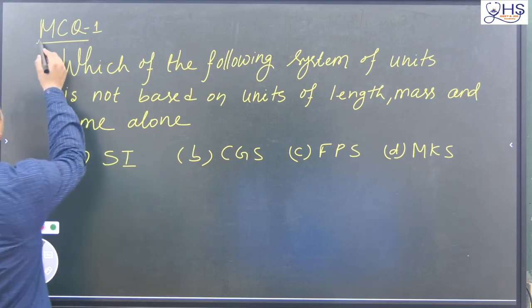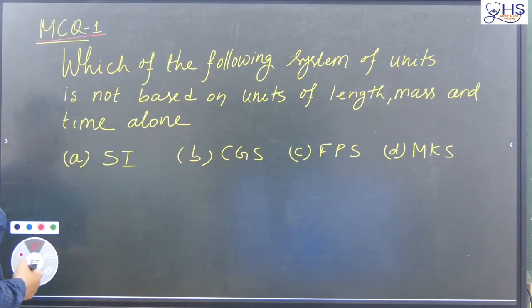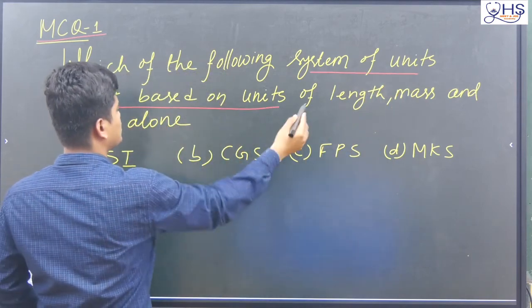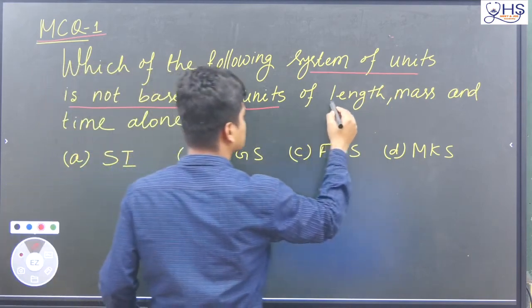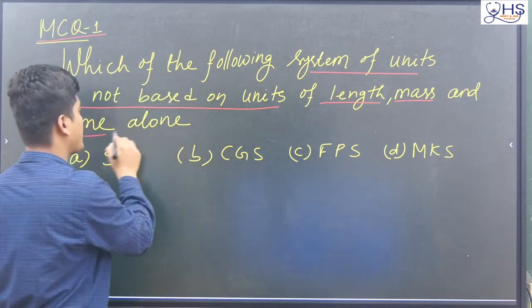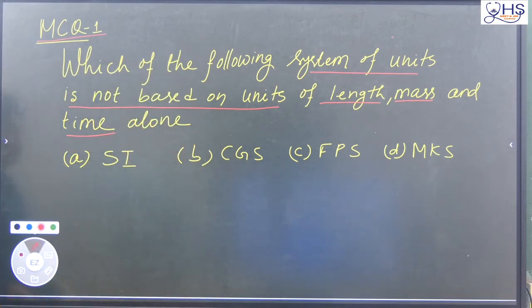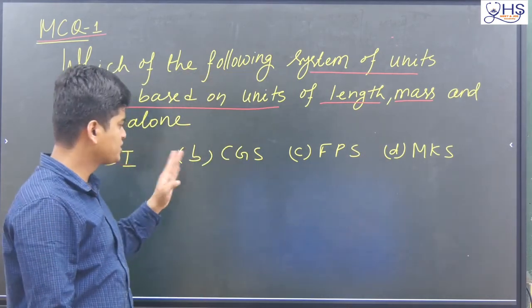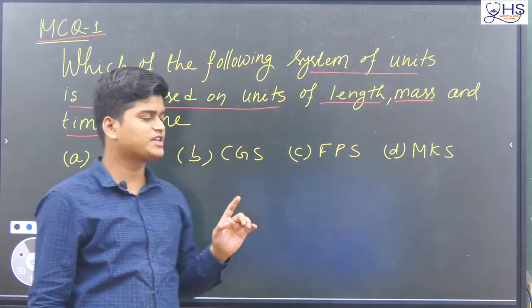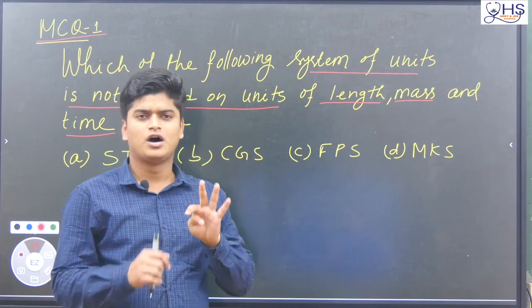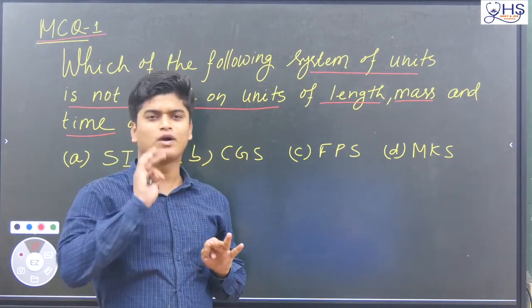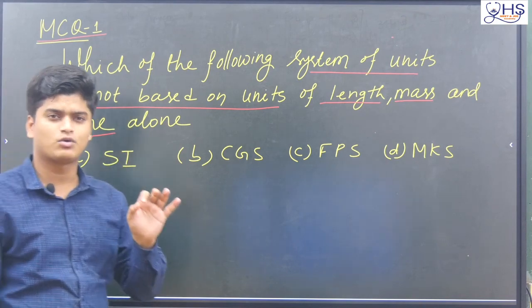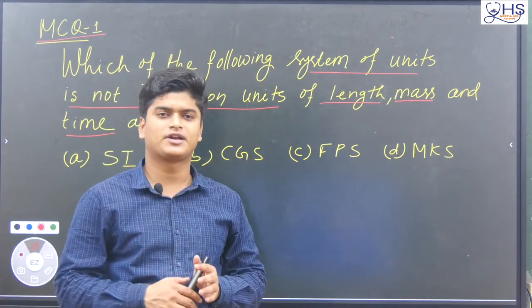Okay, so here question number 1 is asking which of the following system of units is not based on units of length, mass and time alone. Now listen here, some options are given: SI, CGS, FPS, MCS. When I discussed CGS, FPS, MCS in the previous slide, I told you about length, mass, time, 3 quantities there, but when I was teaching SI fundamental quantities, I told 7 fundamental quantities.